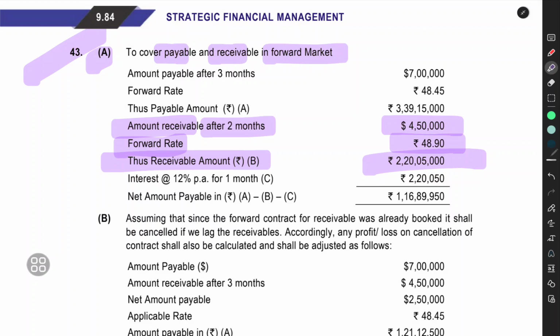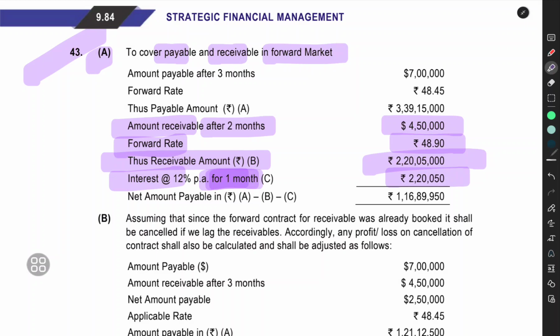So we have the receivable, but these funds will be idle. So rather than keeping them idle, it's better to invest them at 12% rate for 1 month only. Why 1 month? Because from 2 months to 3 months, there is a difference of 1 month gap, and in the 3 month tenure, we again have a payable going out, so it has to be only for 1 month. Okay, so when we do that, it's a simple calculation, 2,20,050.